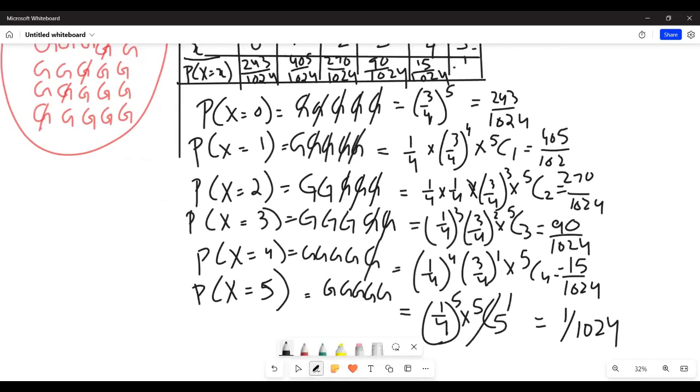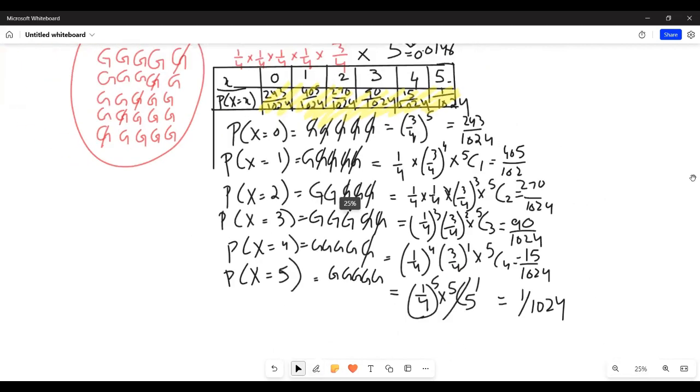Now, if you add all the probabilities, you'll get 1. And that's a confirmation that most likely we haven't made any mistake. Okay, one more question like this. And then we're done with this topic.